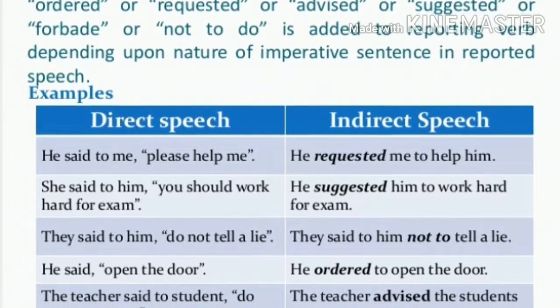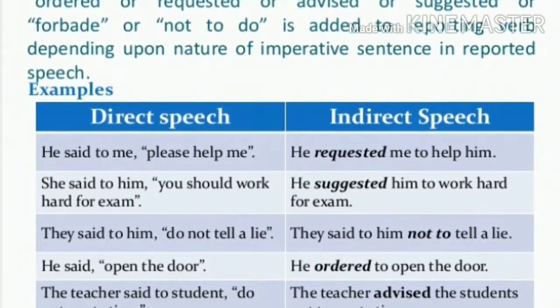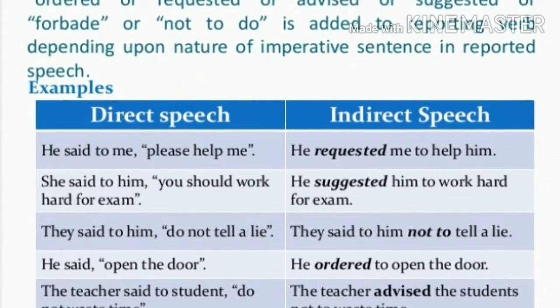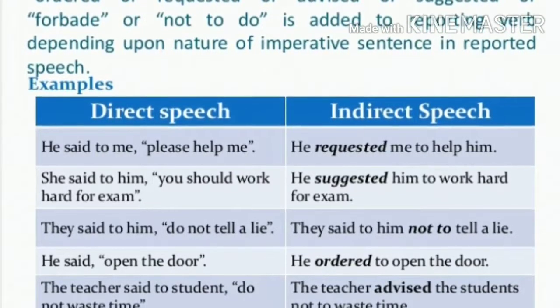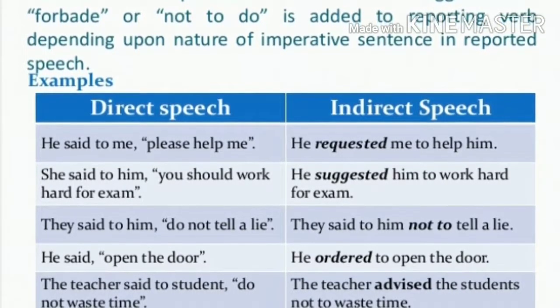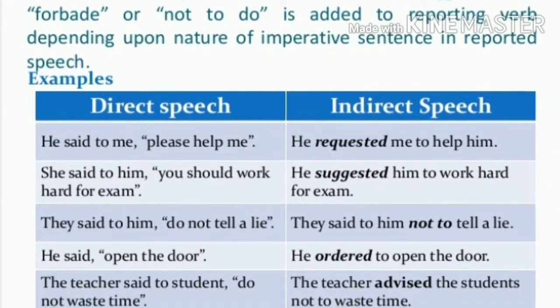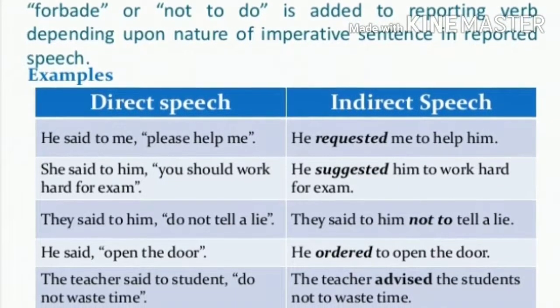Alright. Make it very clear in your mind. You are going to remove said and said to and you are going to use these words. Alright. These are called reporting verbs. Next example is the teacher said to student. So this said to will change to advised because teacher is giving an advice to the child. That is why advised word will be used here.